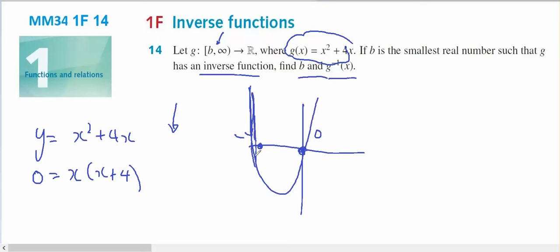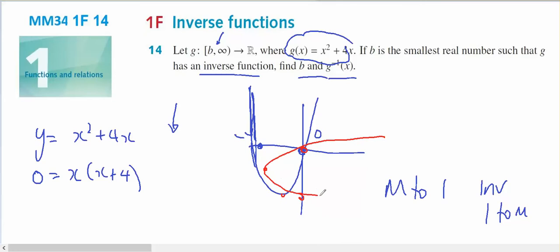And at the moment, this function is a many to 1, therefore its inverse will be a 1 to many, and as such will not be a function. Its inverse would look something like this. Therefore, it's not going to be a function.